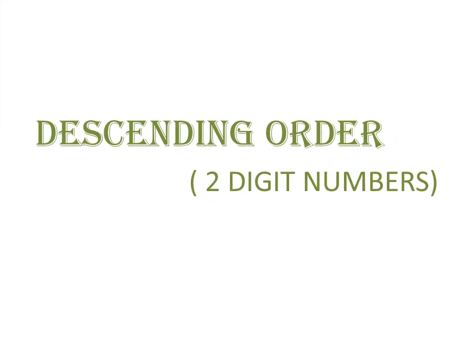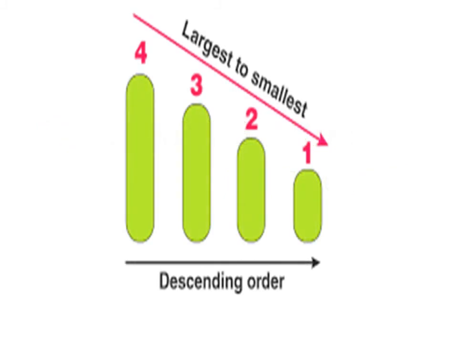Hello everyone. Today in our maths tutorial, we will do the topic descending order of two-digit numbers. Before we start, we should know the meaning of descending order. Descending order means to arrange the numbers in decreasing order, that is from largest to the smallest number.